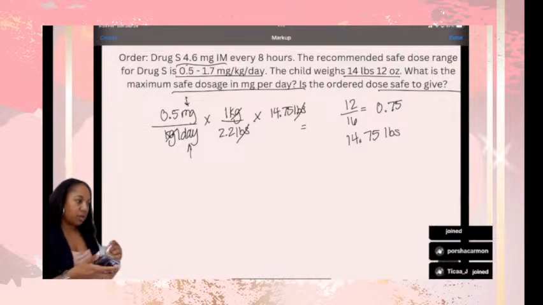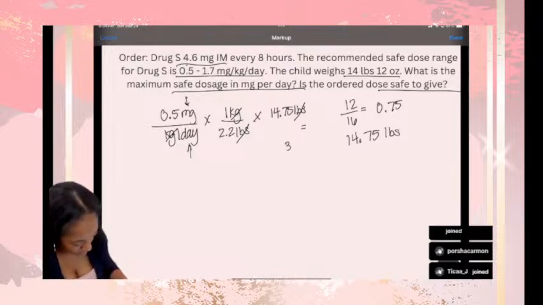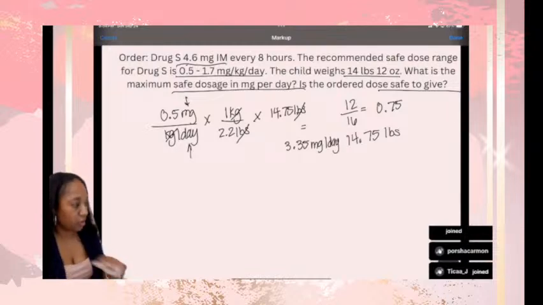So we can solve. Multiply across the top and multiply across the bottom and divide. So 0.5 times 14.75 divided by 2.2. And that's going to be 3.35 milligrams per day for your lower limit. Now let's find our upper limit.